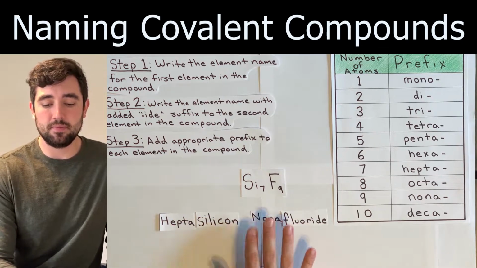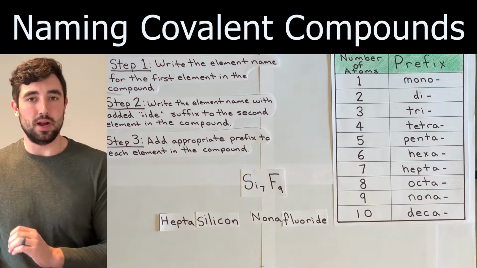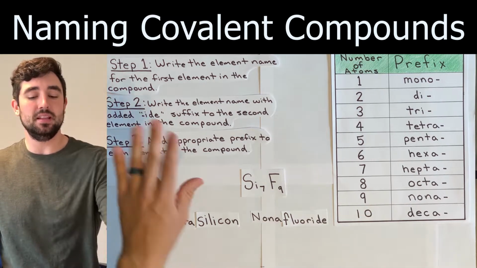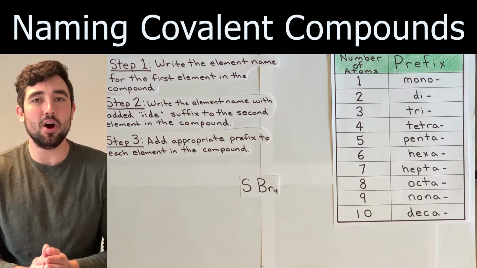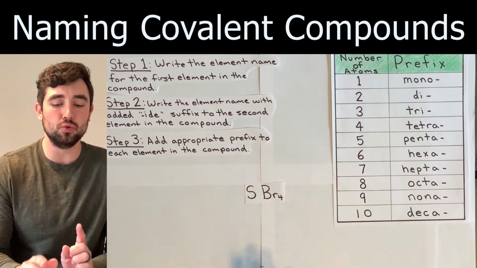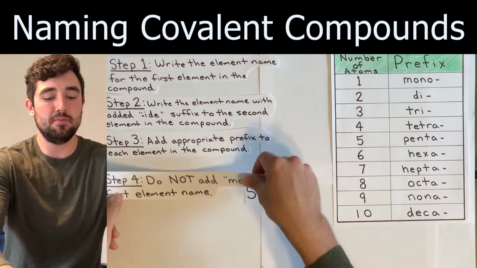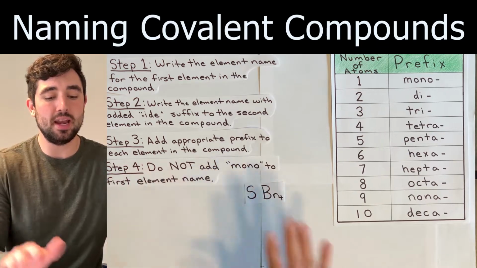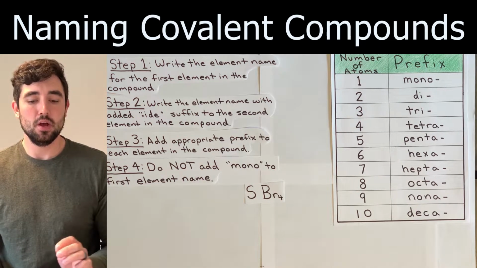So now I have the complete name, heptasilicon nonfluoride, using these prefixes in these first 3 steps. Well, we got to add another step to this, SBr4. And the reason this is a little different is because we add a new rule to this. So we're going to add step 4. And step 4 tells us, do not add mono to the first element name. So let's look at this.